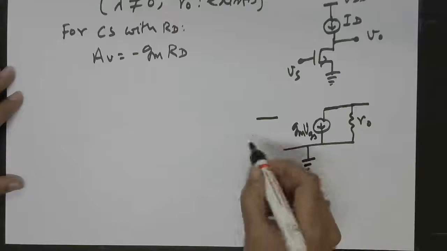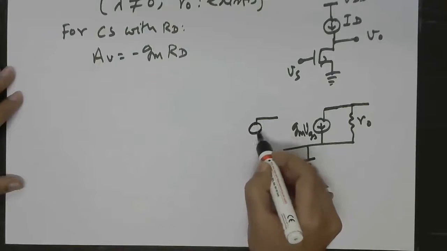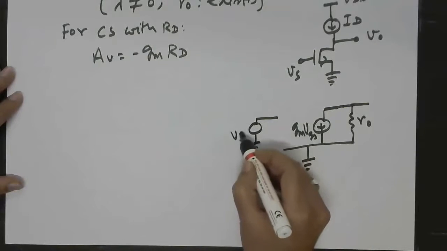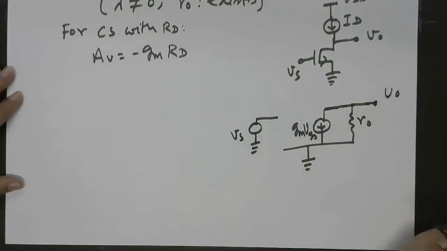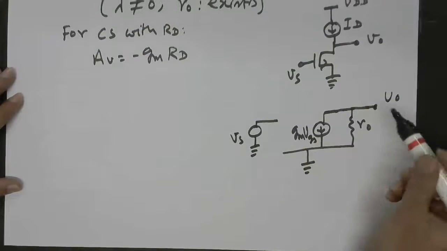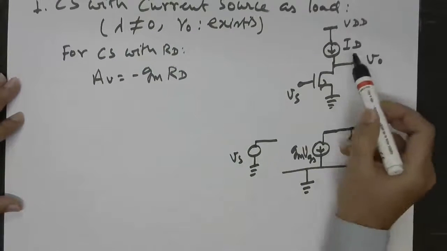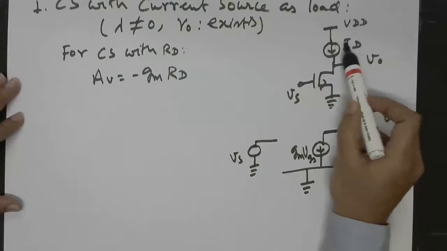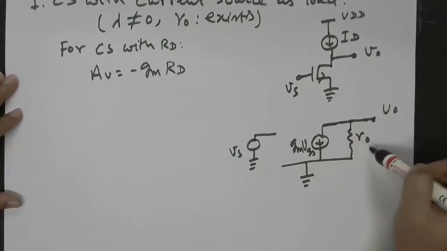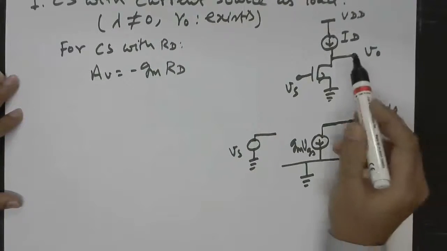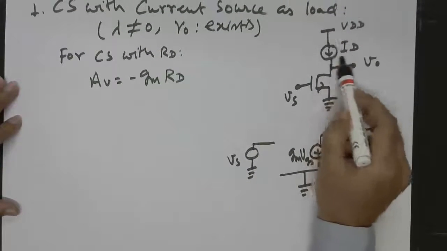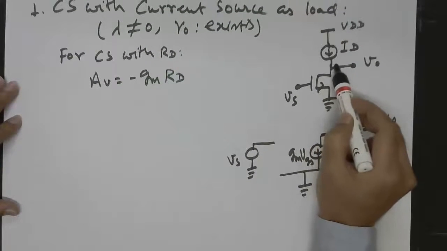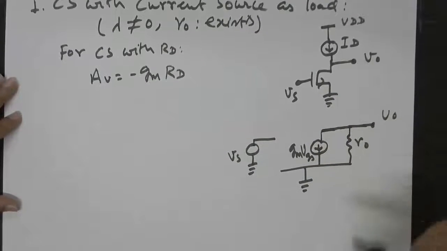So source is grounded here. At the gate we have VS, and at the drain we are taking output. Since this current source is a DC current source, it will not appear in the small signal AC model, and this will act like an open circuit. So for this part you can see that there is only one current, which is the DC, so that will not be included here.